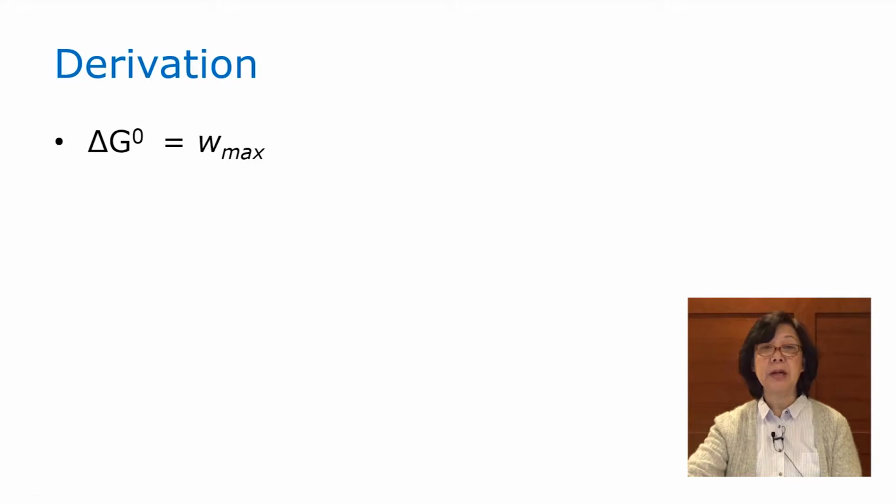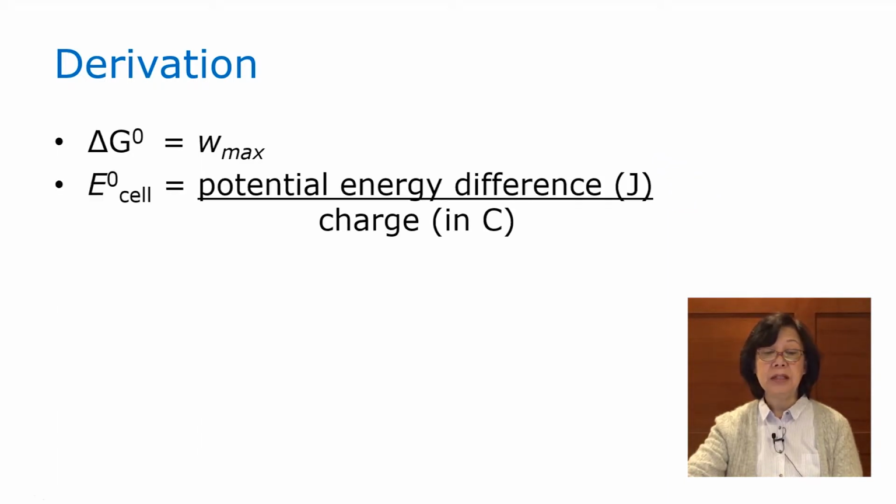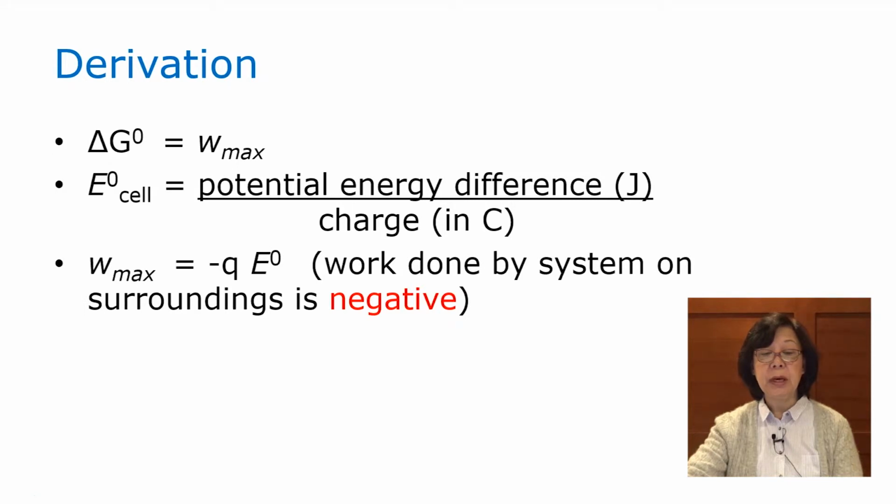Now let's derive an equation that will relate them together. As we know, Gibbs free energy is the energy available to do work, and cell potential is the potential energy difference in joules per charge in coulomb. So if we cross multiply the cell potential with the charge, that's equal to the potential energy difference, which is equal to the maximum work. Now work is done by the system on the surroundings, so it's defined as negative. Therefore, there's a negative sign in front of Q E0.